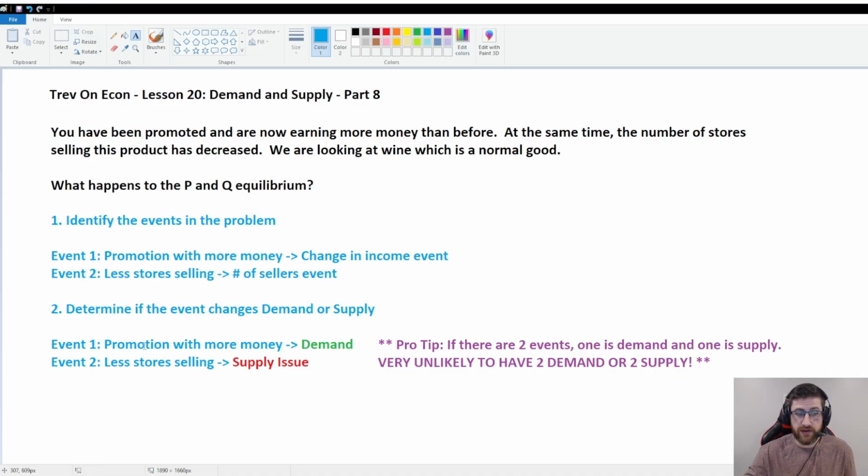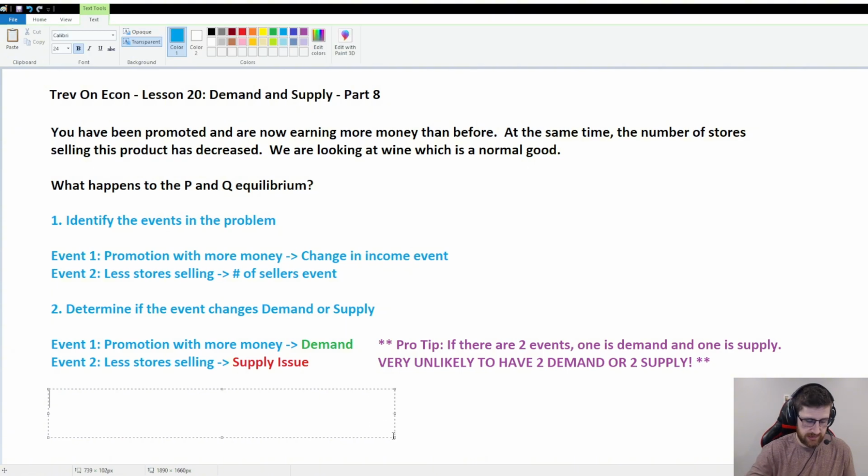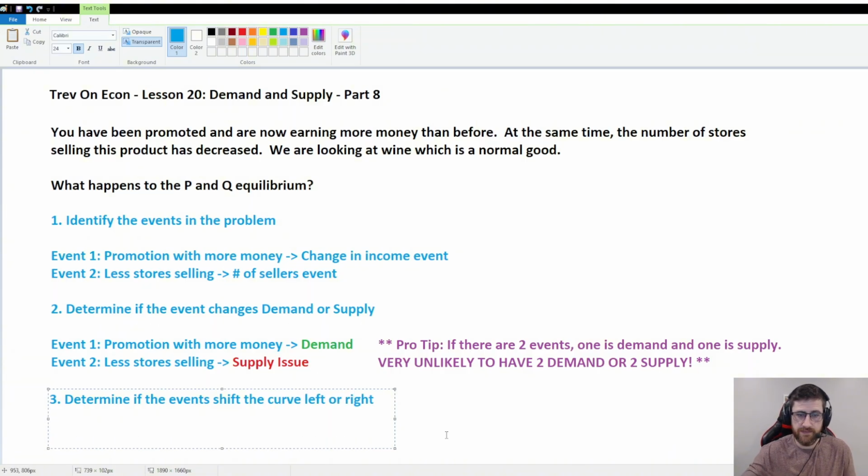So once you know what they're affecting, your next step is, okay, determine if the event shifts the curve left or right. So again, event 1, promotion with more money.